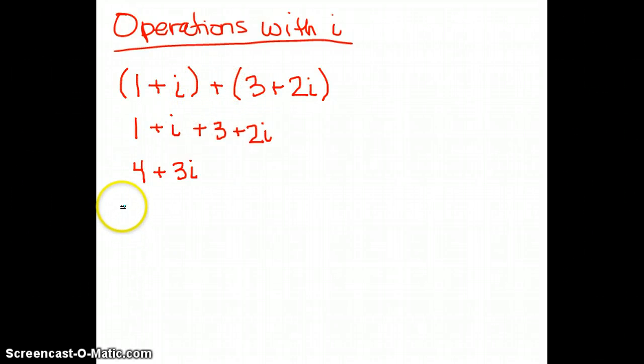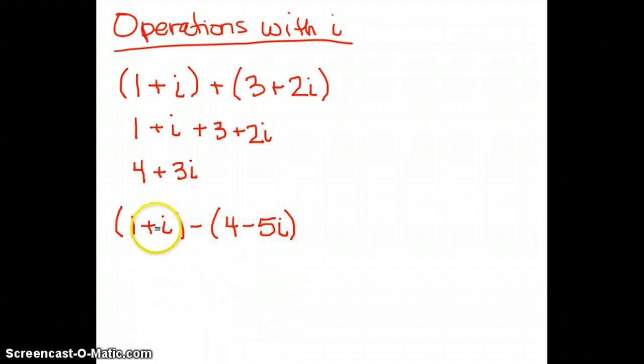The second operation was if we had two complex numbers. I'm going to have, again, 1 plus i, and this time I'm going to subtract. I'll make it a little bit different. I'll have 4 minus 5i. Again, when doing this, you first want to get rid of your parentheses by distributing. So this first one, I'm just distributing a 1. So I have 1 plus i.